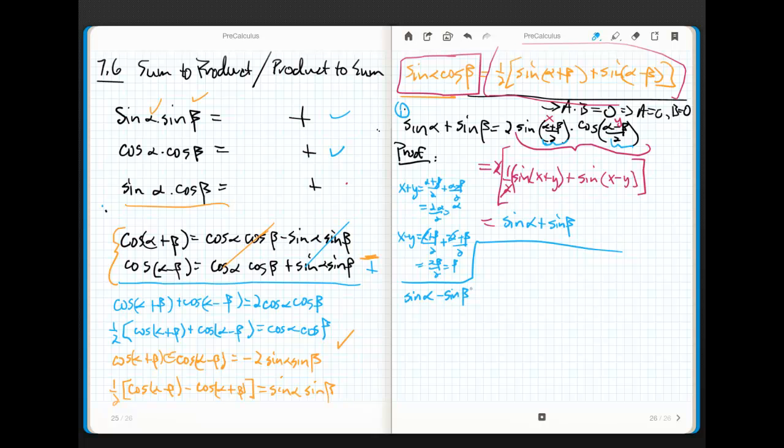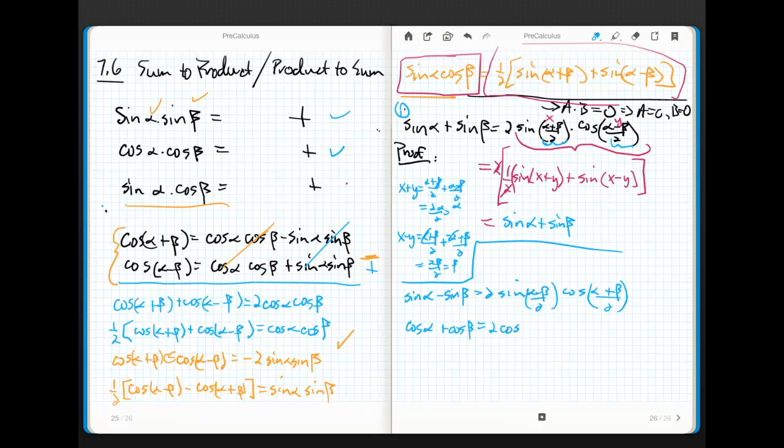So sine alpha minus sine beta is equal to 2 sine of alpha minus beta halves. Put those in parentheses. Cosine of alpha plus beta halves. Okay, I could prove it exactly the same way. I would just need to go and find the one that's got a sine and a cos in it right here, and you would notice that something would happen there.